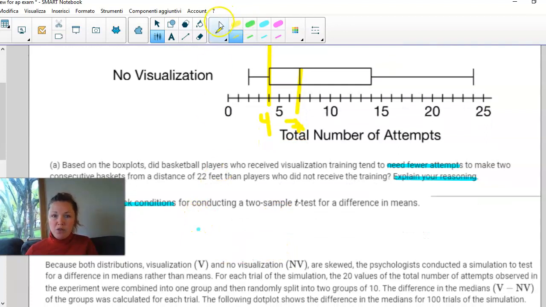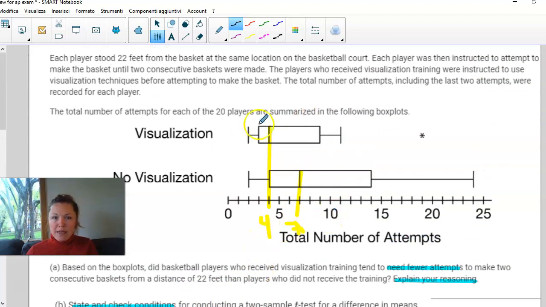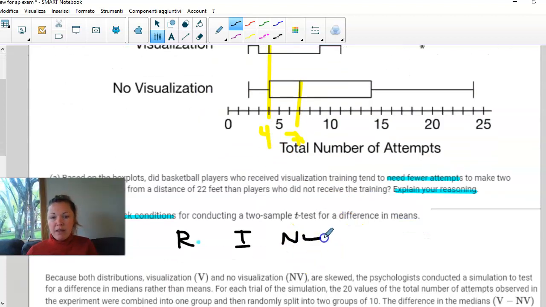But in this case, when we check the conditions, we are going to RIN. So don't forget that. I'll write that down. And you have to RIN twice. Okay, so random samples. I don't know if there's any randomization in there. I'm not going to worry about that right now because there's a big one that should be just kind of glaring at you right now. It was only 20 players. That's our normal condition right there.